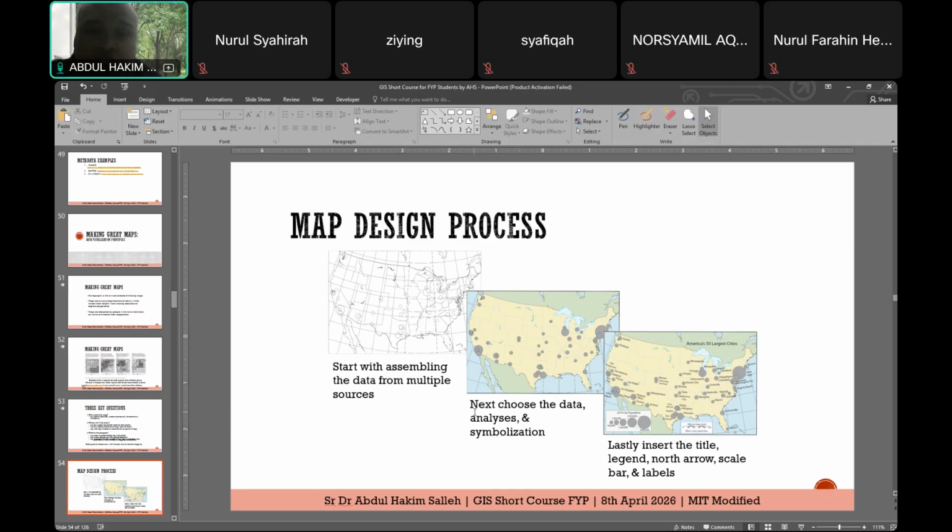Next, choose the data, analyze, and symbolize it with proper symbolization. And then lastly, insert the title, the legend, which shows the information of this circle over here, the north arrow, the scale bar, and labels like this. This will be the final look of the map.